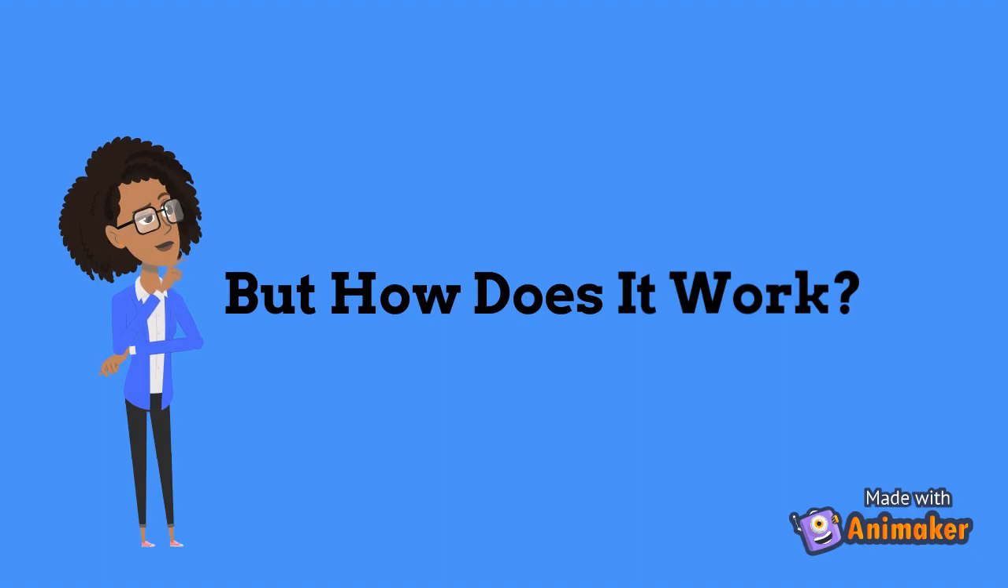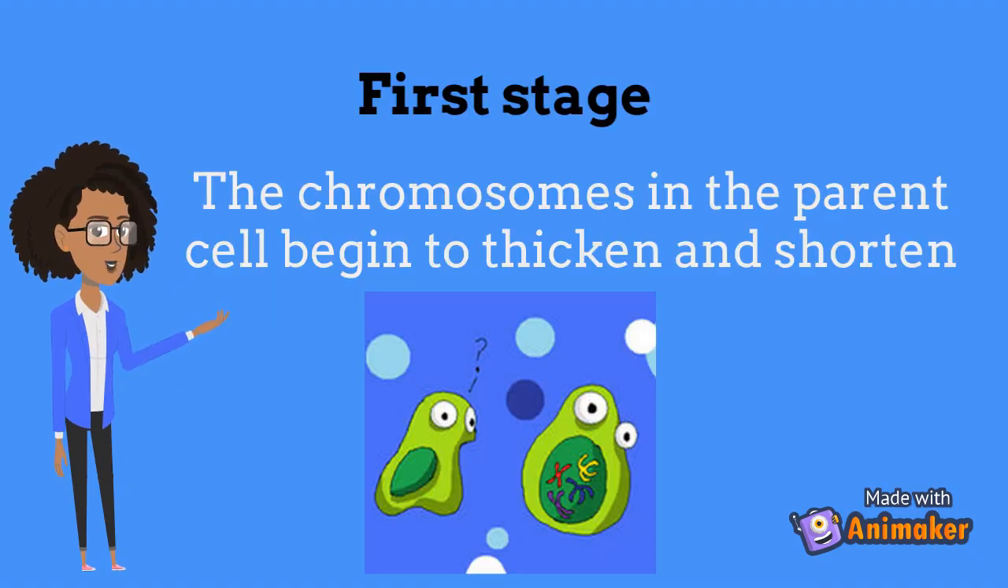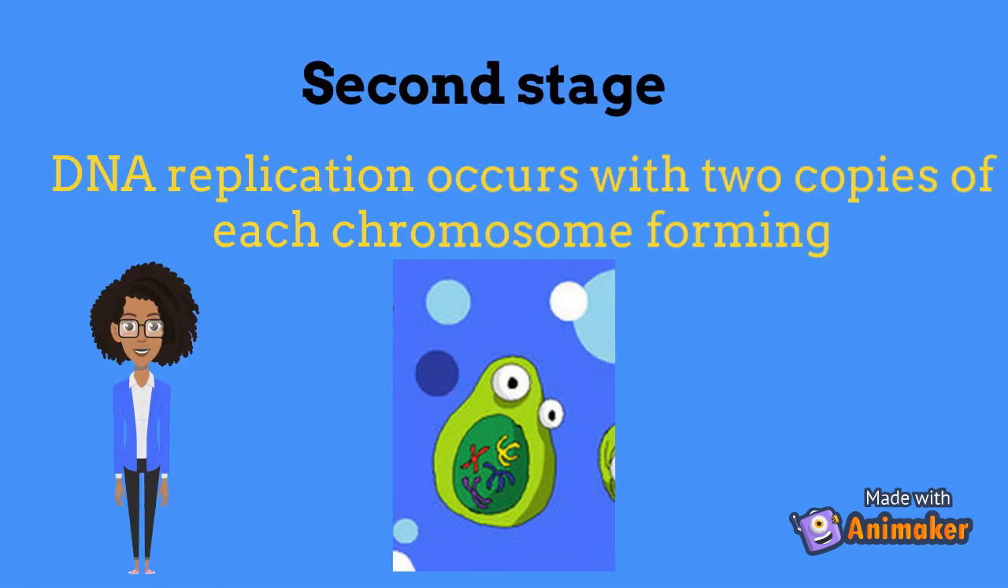But how does it work? Well, mitosis has been separated into stages. The first stage is when the chromosomes, which were previously thin and long, begin to shorten and thicken. This allows them to become more visible, which is especially helpful when viewing them from under a microscope.